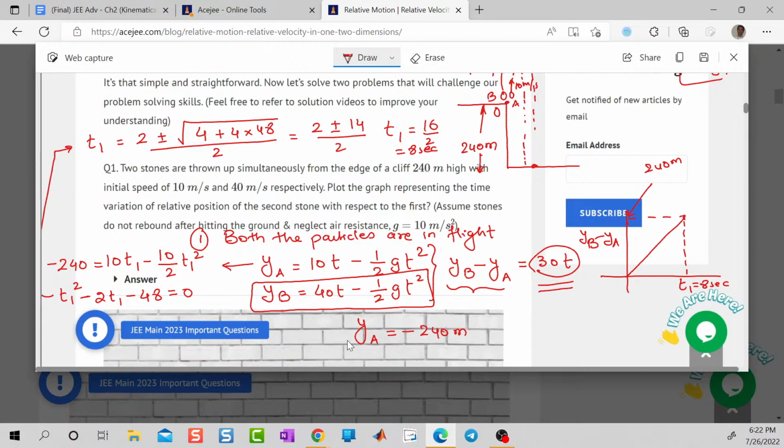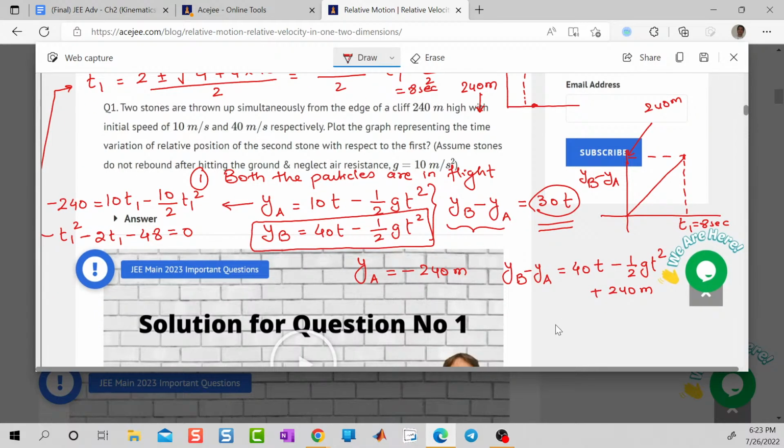So what will be YB minus YA now? YB minus YA will be 40t minus half gt square plus 240. Okay? Does it make sense? And now what is this equation? This is the parabola equation. So let's quickly write it down.